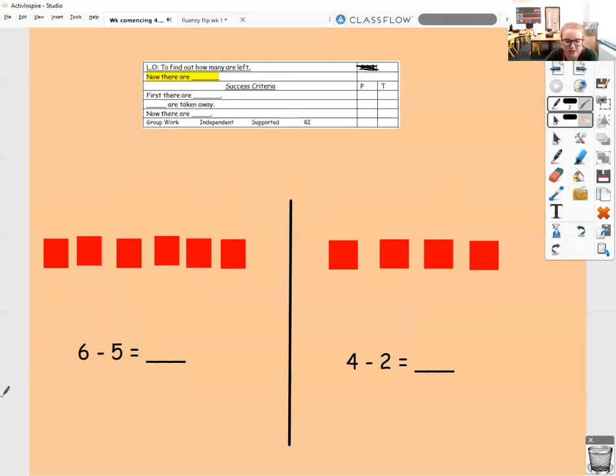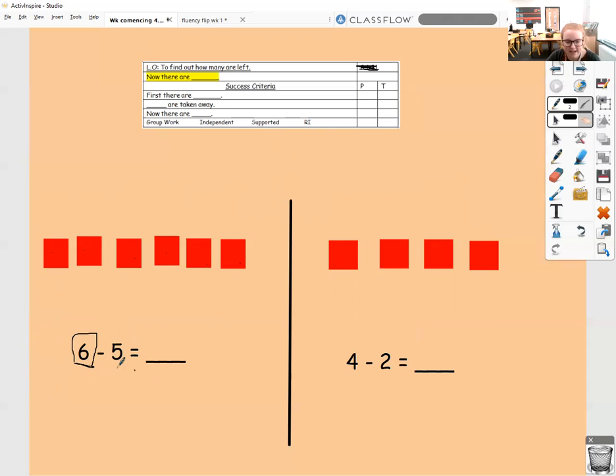Fantastic. Let's have a go at this one. How many squares am I starting with? I am starting with 6 squares. Let's check that is right. 1, 2, 3, 4, 5, 6. First I have 6 squares.